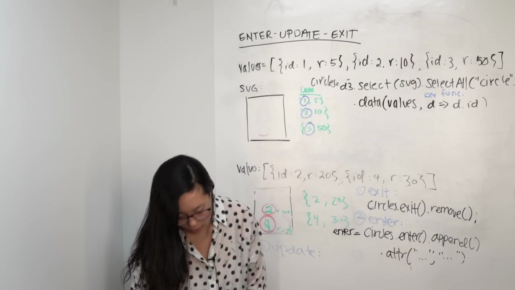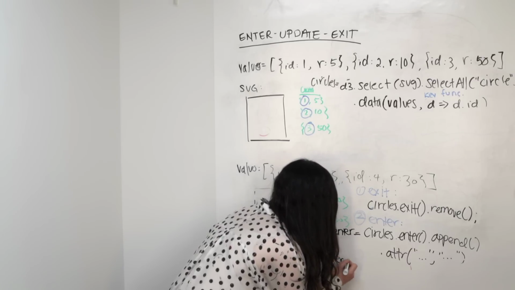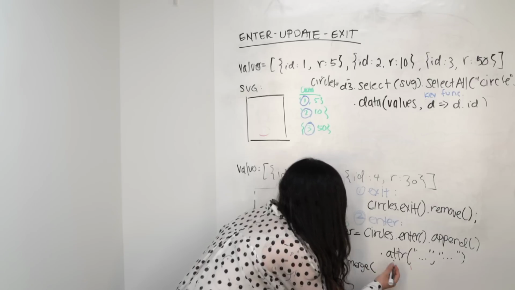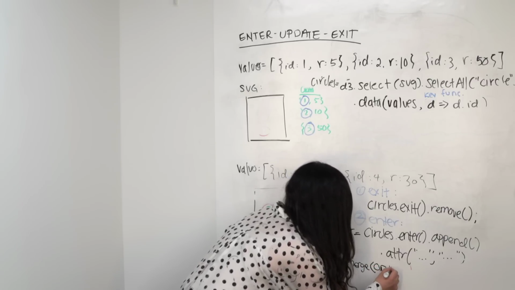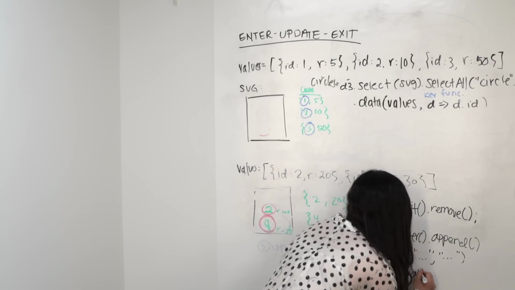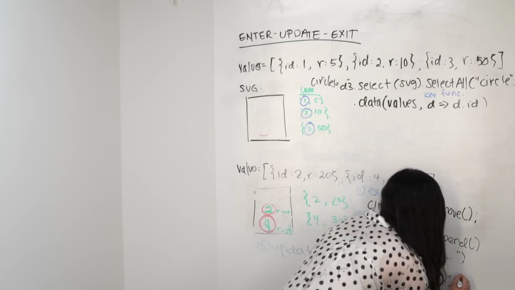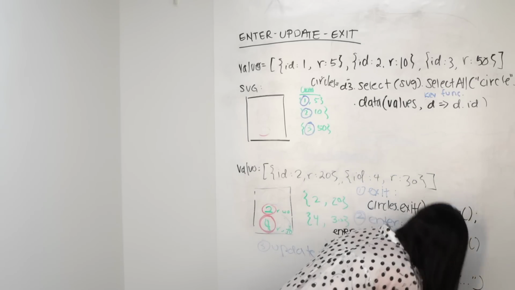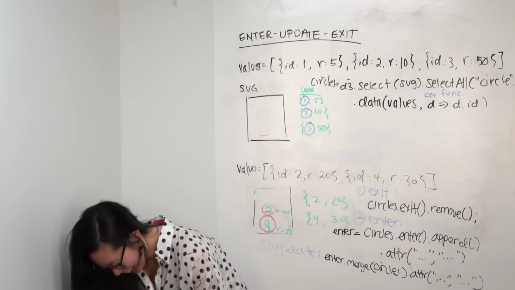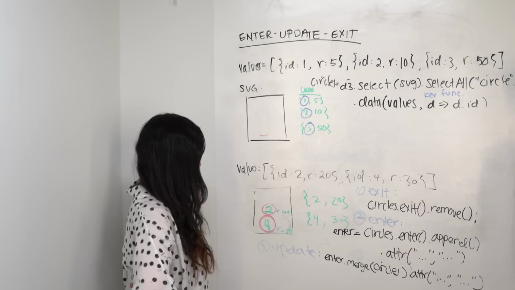And what I'm doing here is saying enter dot merge circles dot attr, and whatever attributes. It's funny, I've never said "adder" before in my whole life. At first you're like, what is this, adder? But that's probably a way to say it. ATTR. Adder.